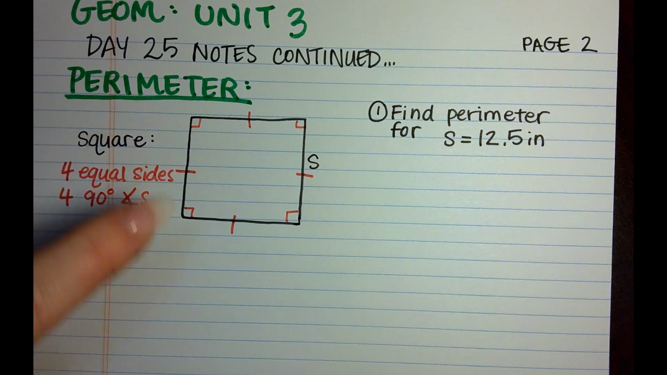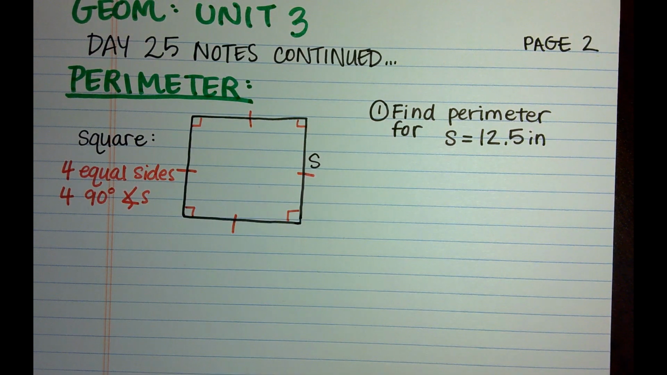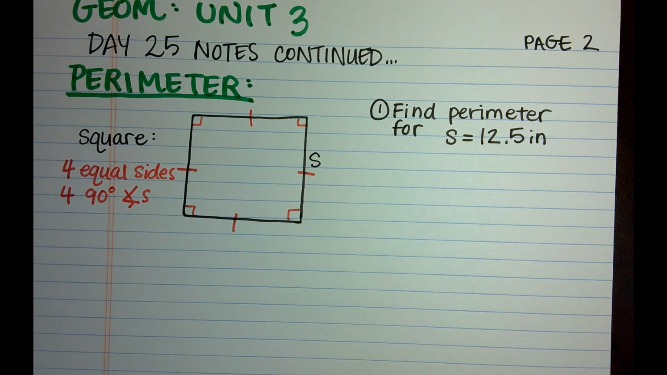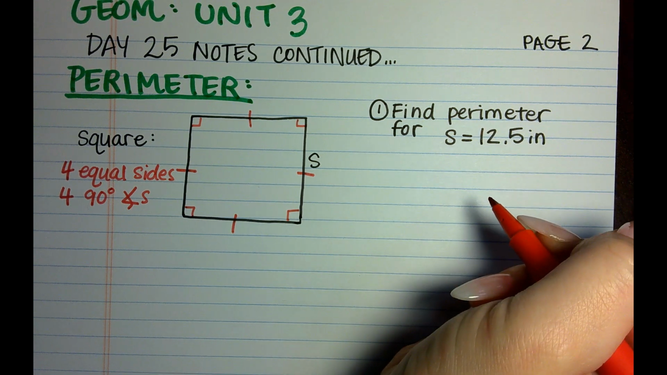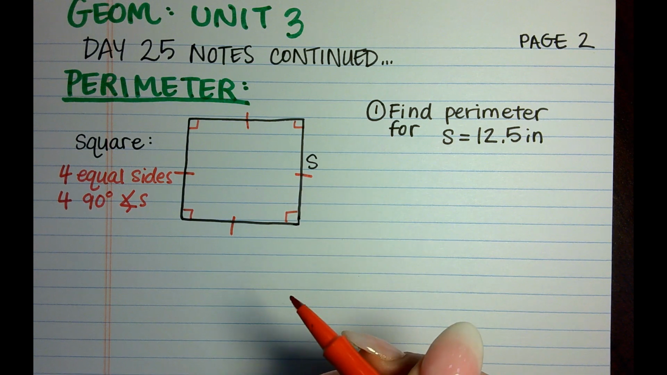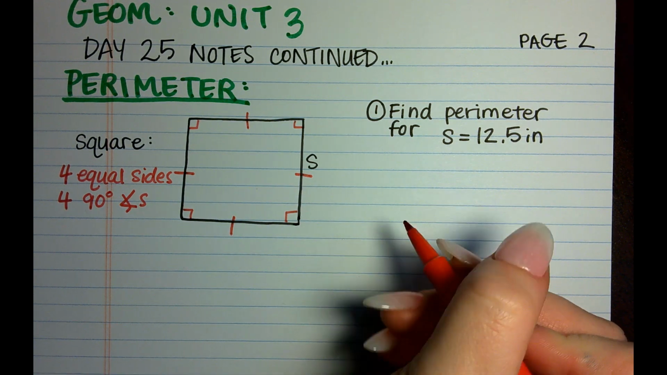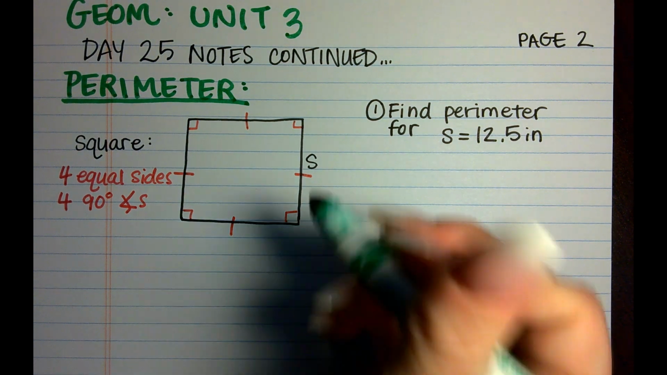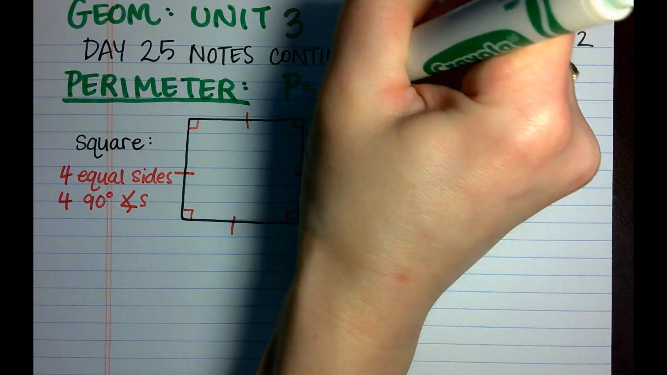S, S, S, S. There's 4 S's here. I could do 12.5 plus 12.5 plus 12.5 plus, that is a lot of things to write. It's going to be a lot faster to know multiplication is just repeated addition. So I can just do 12.5 times 4. And Mac, what did you say you got for your answer there? 50. So the formula for finding the perimeter of a square is 4S. So P equals 4S.